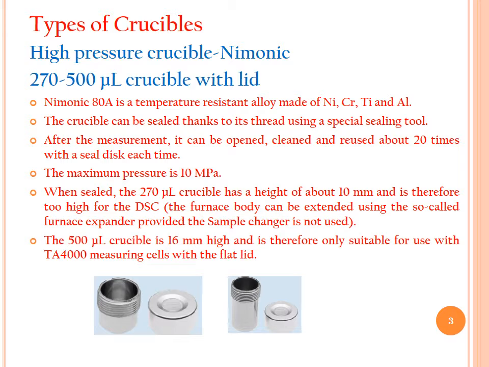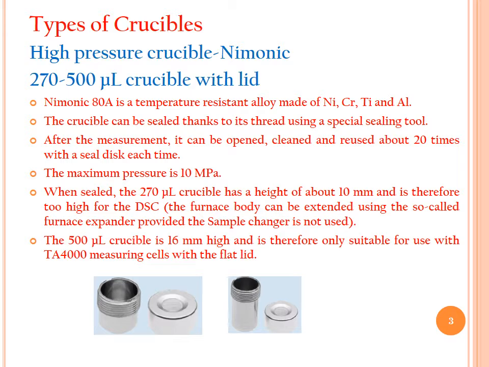The crucible can be sealed thanks to its thread, using a special sealing tool. After the measurement, it can be opened, cleaned and reused about 20 times with a sealed disc each time. This is a type of high pressure crucible. The maximum pressure is 10 MPa. When sealed, the 20 to 70 microliter crucible has a height of about 10 mm and is therefore too high for DSC. The furnace body can be extended using the so-called furnace expander, provided the sample changer is not used.